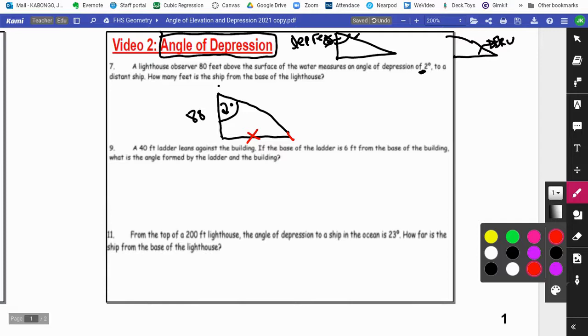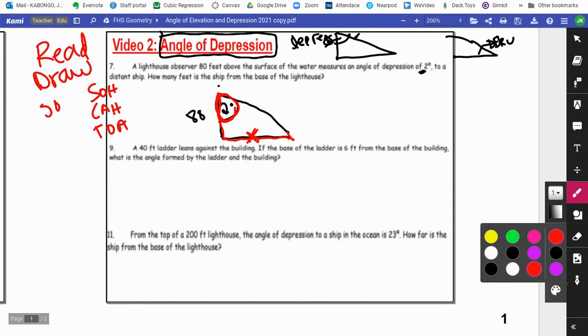All right, so that's pretty much how you set it up. You have your lighthouse right here, and you're looking at it from above, which is your 2 degrees of depression, and they want to know how far that is from the base. So x right here. Circle your angle, and then we go back again to SOH CAH TOA. Again, you have to read, you have to draw, then you have to solve.